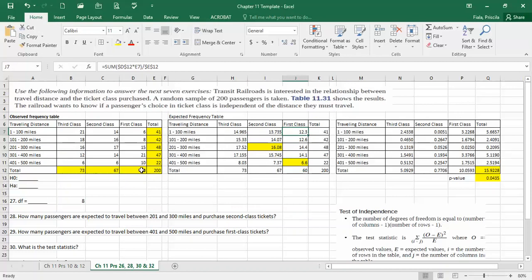So now you're doing the sum of D12, column D, see right there? Row 12, dollar sign, it locks this total so it doesn't move. It only adjusts here. So E7, column E, row 7, 41. So I want to know from 1 to 100 miles for the first class, divided by my overall total, my grand total. And then next one for 42, which is the second category, and so forth and so on.